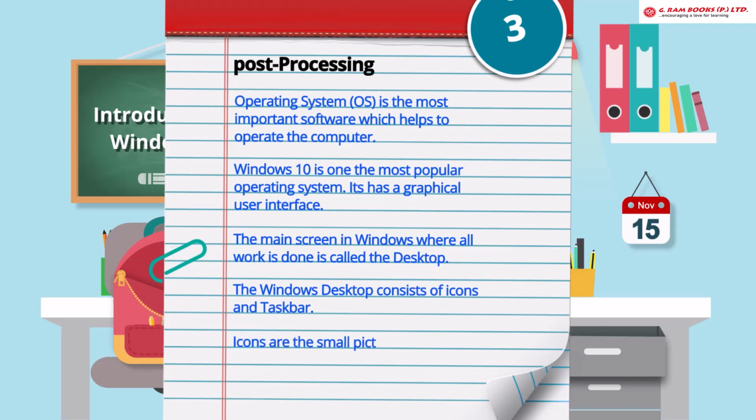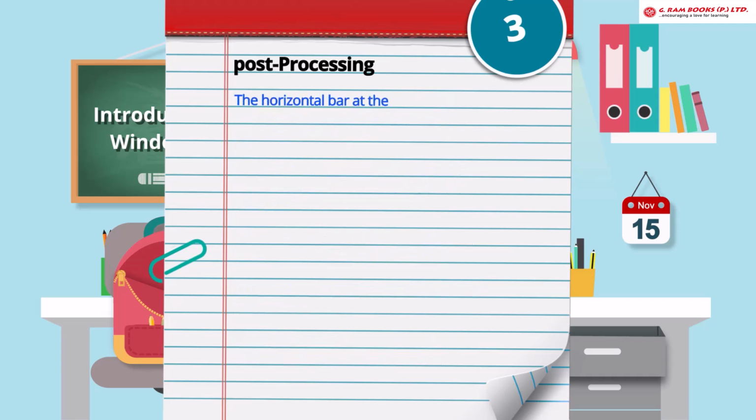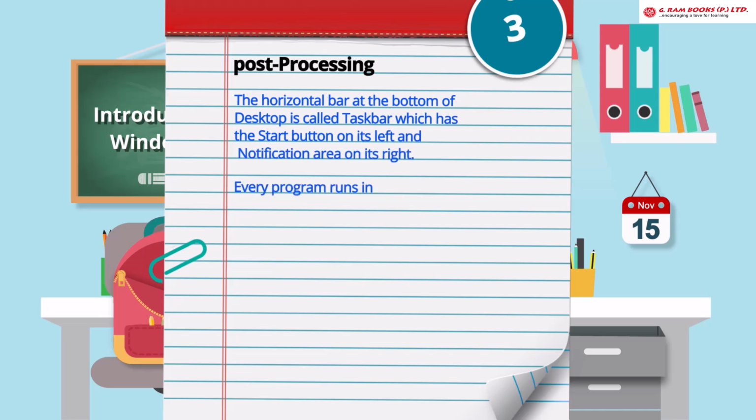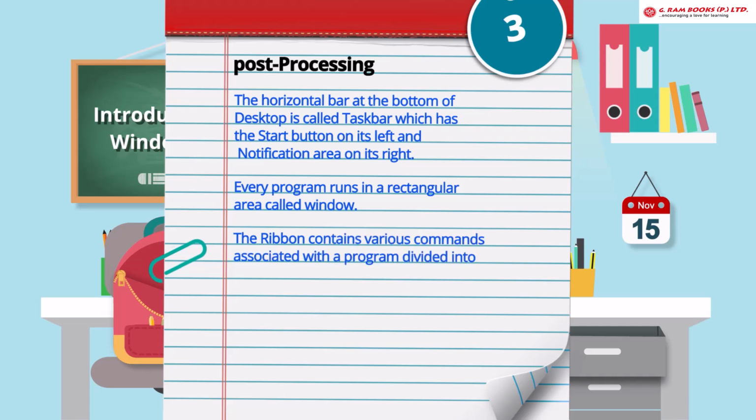Icons are the small pictures which represent different objects in the computer. The horizontal bar at the bottom of desktop is called taskbar, which has the Start button on its left and notification area on its right. Every program runs in a rectangular area called window. The ribbon contains various commands associated with a program divided into tabs and groups.